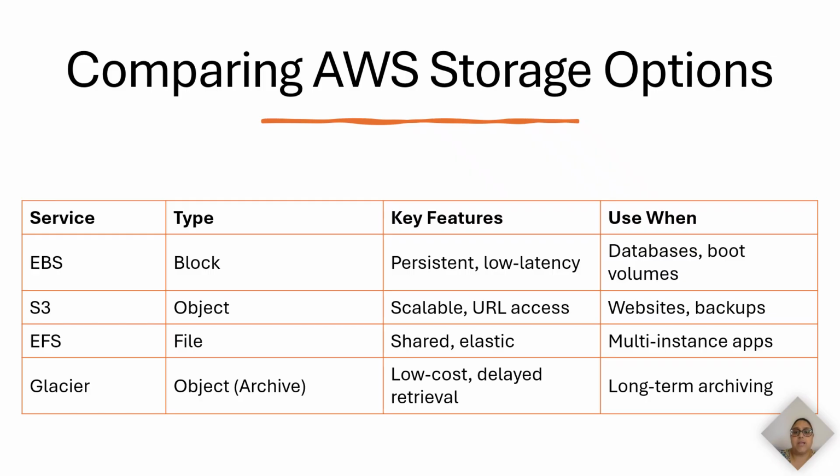Glacier is an object-based archive with low-cost, delayed retrieval, best for long-term archiving where access is infrequent. Key differences include access speed: EBS and EFS for low latency versus S3 for web scale and Glacier for hours-long retrievals. Costs: EBS higher for performance, Glacier lowest for storage, and max sizes like 16 terabytes for EBS volumes versus 5 terabytes for S3 objects or 40 terabytes for Glacier archives. Choose based on your workloads, input-output needs, sharing requirements, and budget.